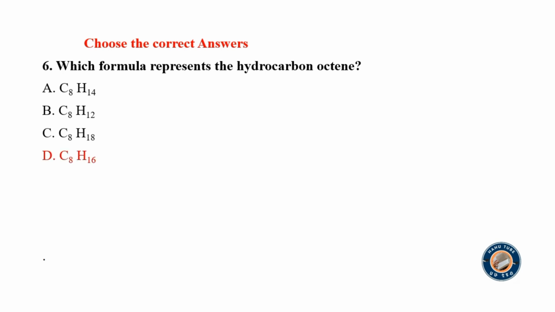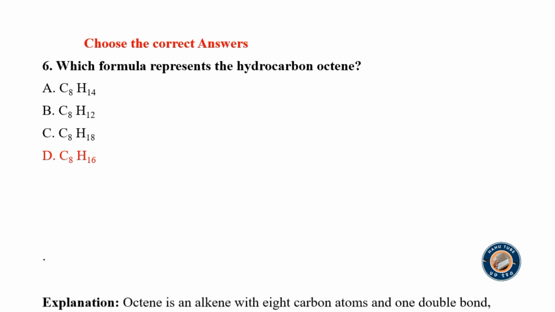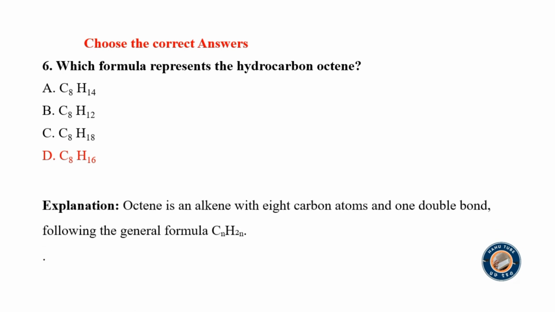The answer is C8H16. Octene is an alkene with 8 carbon atoms and a double bond, following the general formula CnH2n.